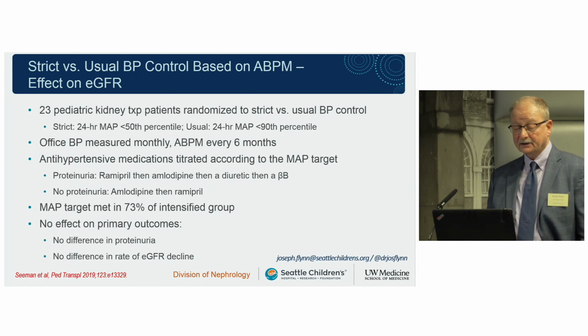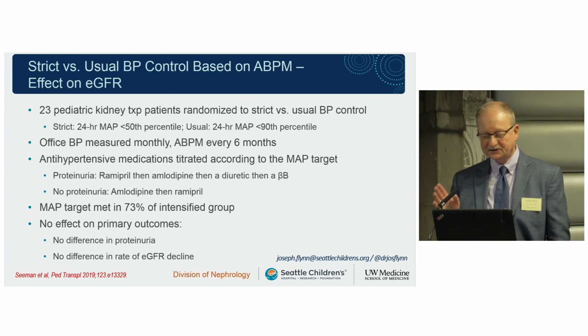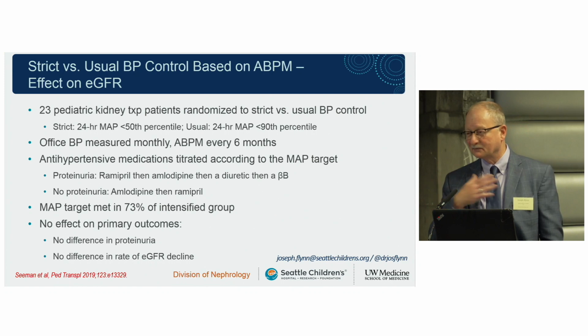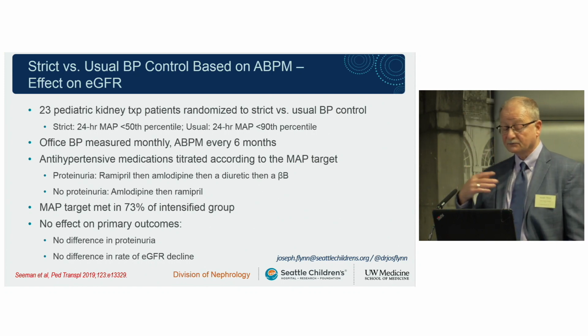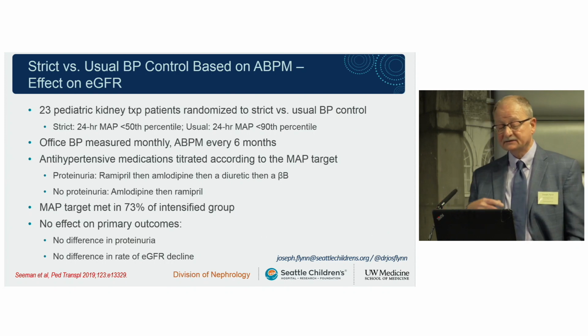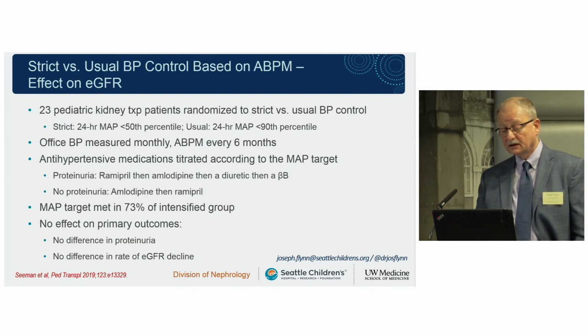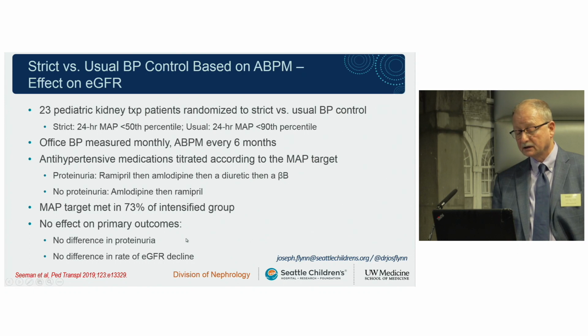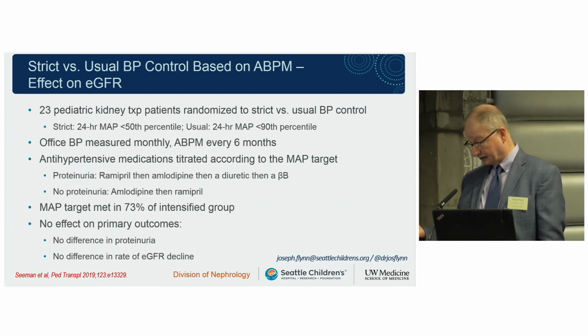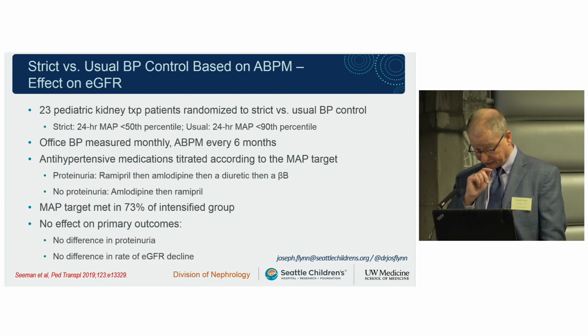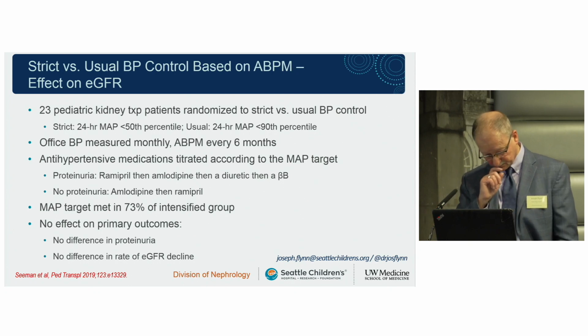They had ABPM every 6 months. These kids must be angels. None of my patients will do it every 6 months. They were all on ramipril, and then they added amlodipine if they had proteinuria, and then amlodipine, then ramipril if there was no proteinuria. They only got to their target in about two-thirds of the intensified control group.